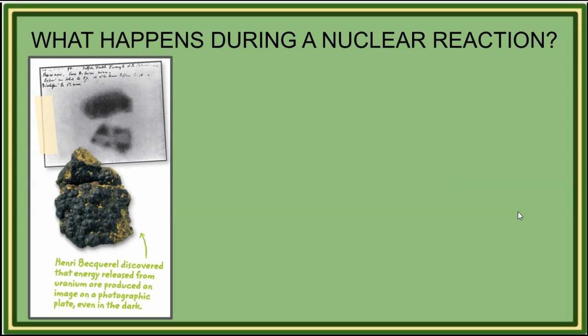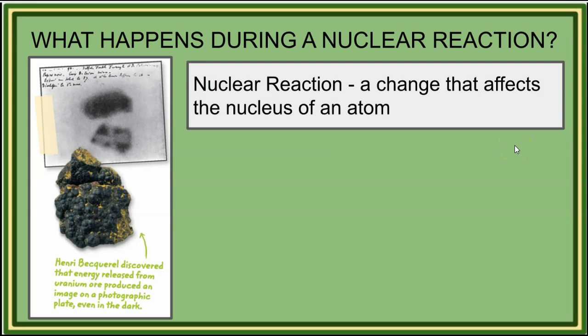Here's a picture that shows the photographic paper that Henry Becquerel used as evidence for nuclear radiation. He didn't know what he was looking at yet, but he could tell energy was coming from this rock that had been sitting on a package of photographic paper. The energy from the rock caused the photographic paper to develop these spots. A nuclear reaction is what he was observing, but he didn't know it at the time. Nuclear reaction is a change that affects the nucleus of an atom.